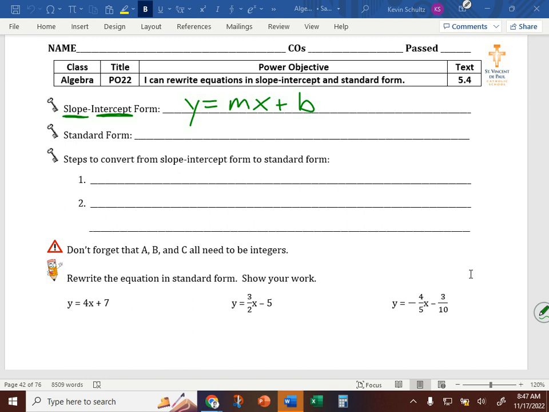Another form of a linear function is called standard form, and it looks like this: ax plus by equals c. And this is a good form to use if you're looking for the x or y intercept of the equation, and we'll talk more about that later on. Also, when we start solving systems of equations, we like our equations in this form as well. It just gives us different information and has other uses. It's not better or worse than slope-intercept form. It's just what you're doing with it.